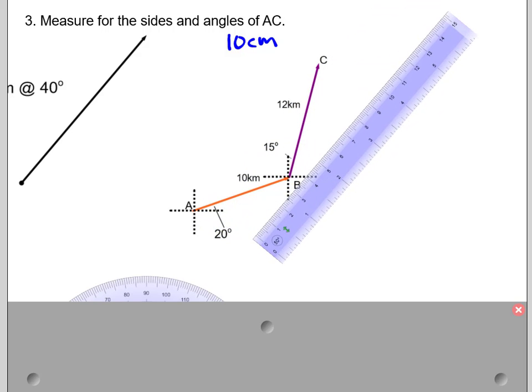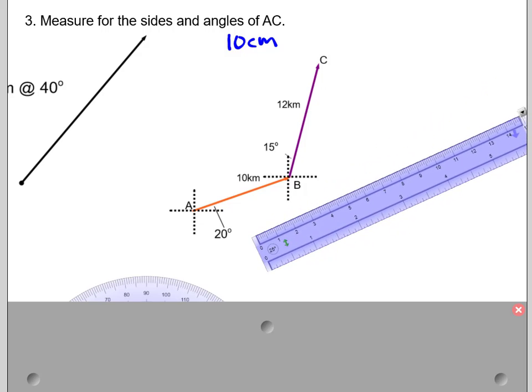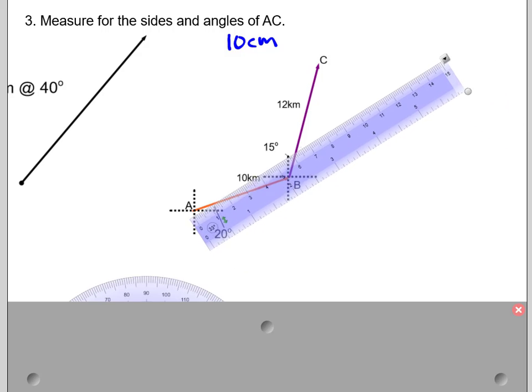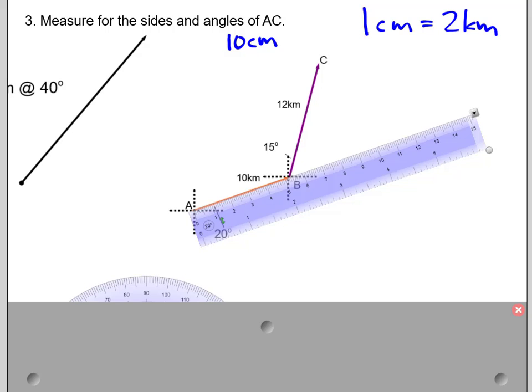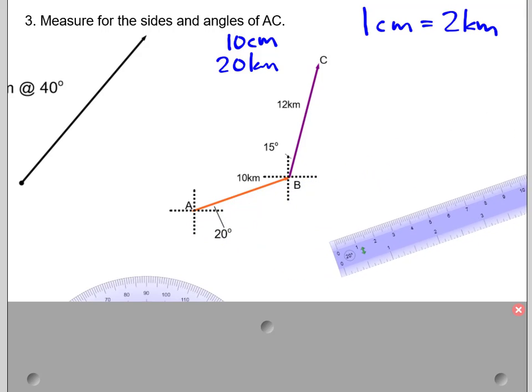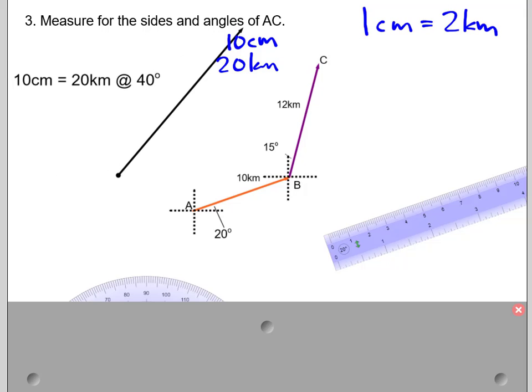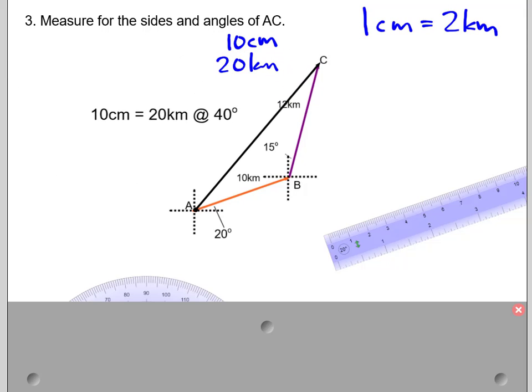Let me check our scale. It looks like each centimeter is worth 2 kilometers. So 1 centimeter equals 2 kilometers. I should have written that down earlier. But you can see from A to B, that's a 10 kilometer measurement, and I have 5 centimeters on my ruler. So my 10 centimeter resultant should turn into a 20-kilometer solution. Now if I bring that in, we can see there's the 20 kilometers.